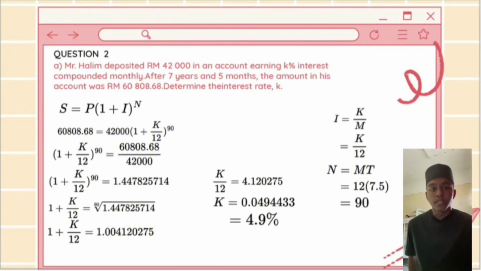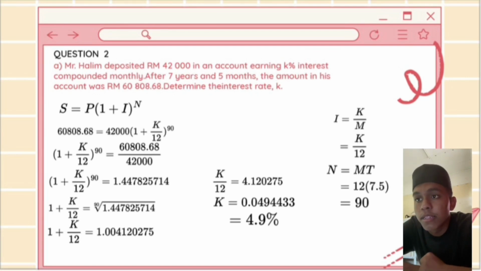My name is Muhammad Khairul. So we go to the next question 2. Mr. Allen deposited 42,000 in an account earning K% interest compounded monthly. After 7 years and 5 months, the amount in his account was 60,808.68. Determine the interest rate K.